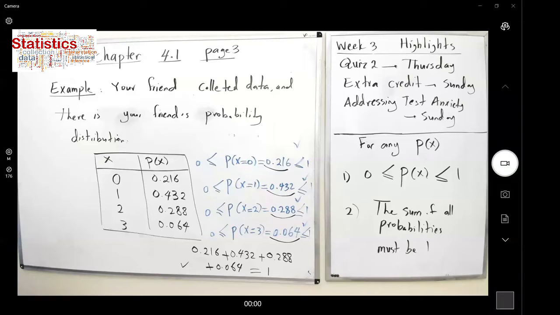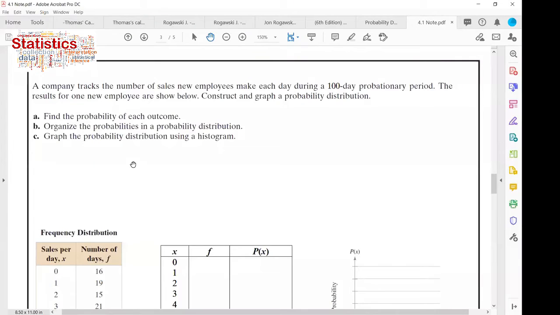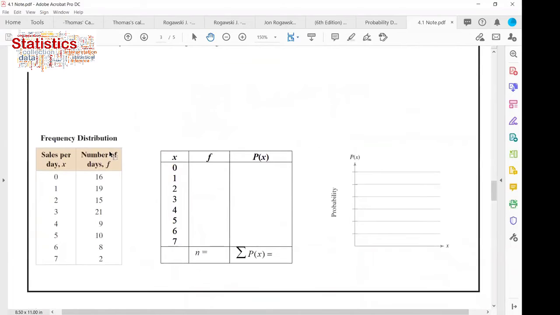Very well. Let us do a quick checkpoint. Checkpoint 1: a company tracks the number of sales new employees make each day during a 100-day probationary period. The results for one new employee are shown below. Construct and graph a probability distribution. So first, we have to find the probability of each outcome. Then we have to organize the probabilities and then use a histogram to graph it.